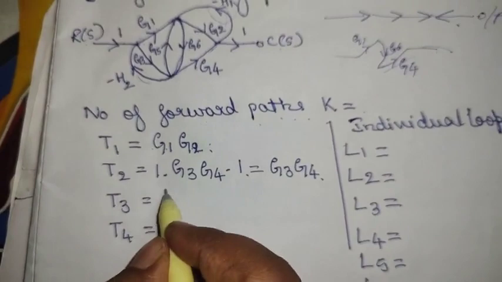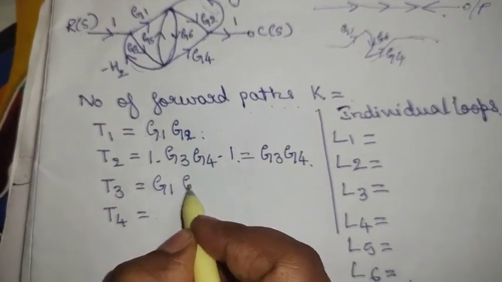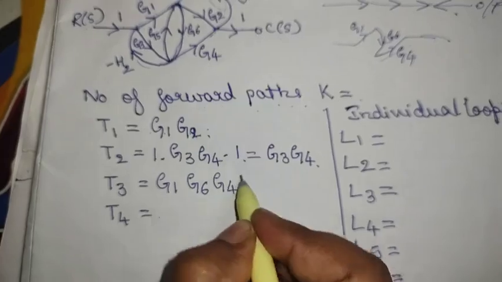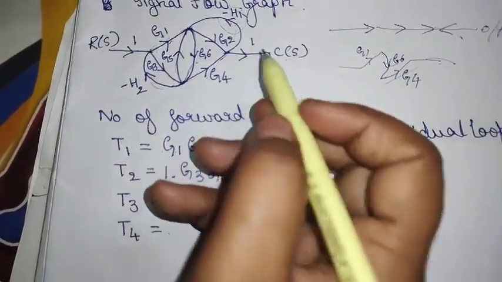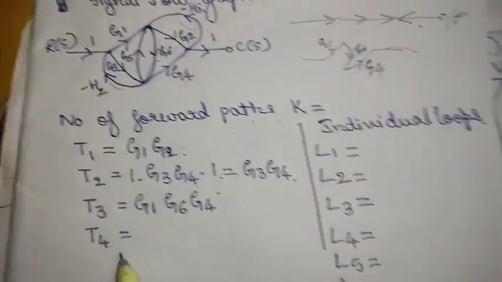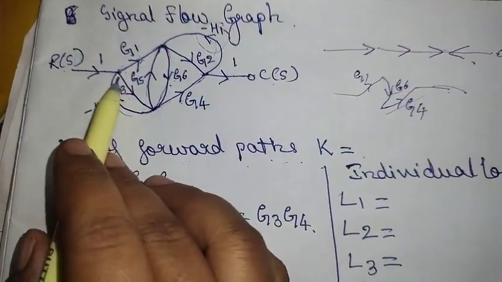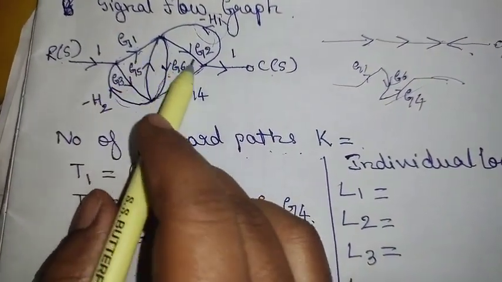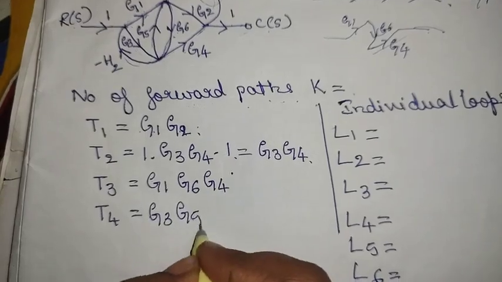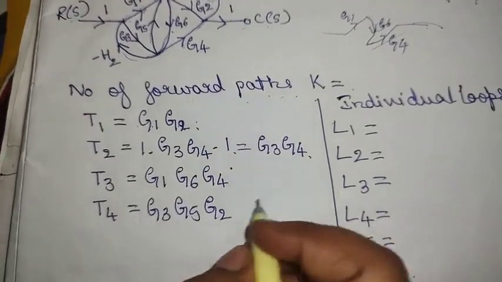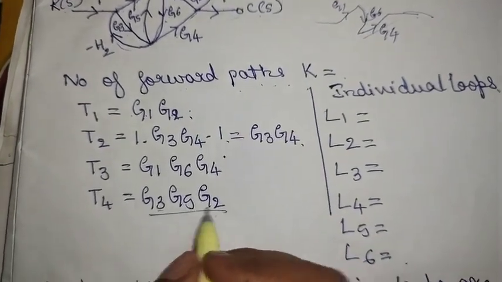So first you add up, that is G1 G6 G4. So it is 1 G1 G6 G4 1, so you will get the same answer. Next, if you take like this, G3 G5 G2 1. So G3 G5 G2 1, you can write it directly G3 G5 G2.